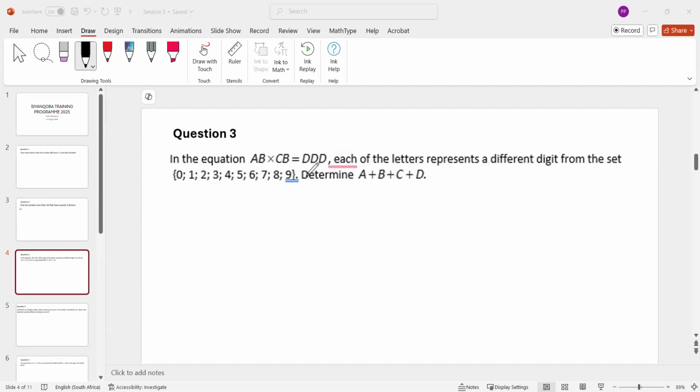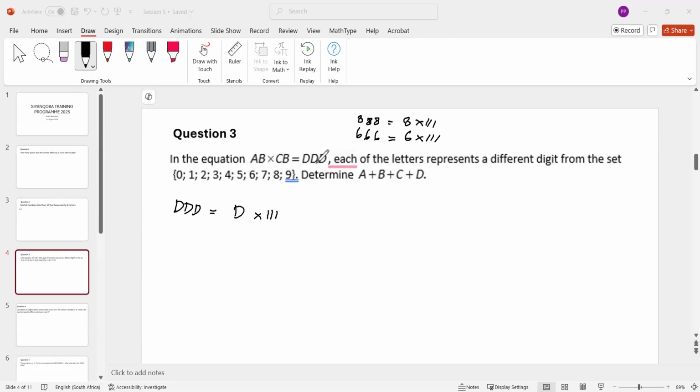All right, let's analyze this thing here. You see, this DDD is an interesting number because all the digits are exactly the same. Now, if you take, for instance, 666, straight away you can see this is 6 multiplied by 111. And if you do this for 888, that is 8 times 111. So DDD is actually D multiplied by 111.